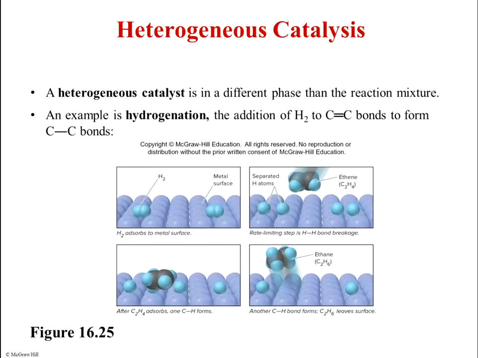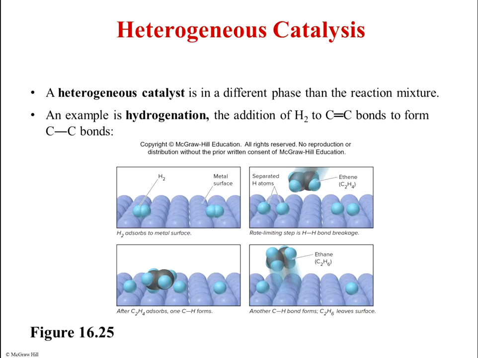A heterogeneous catalyst does the same thing as a homogeneous catalyst, but heterogeneous catalysts, just like heterogeneous mixtures, are in different phases. So here the catalyst is in a different phase than the reaction mixture. And very often these are solid metals or metal oxides. So the example that we see here is something called hydrogenation. That is where we add hydrogen to a carbon-carbon double bond like ethylene or ethene.